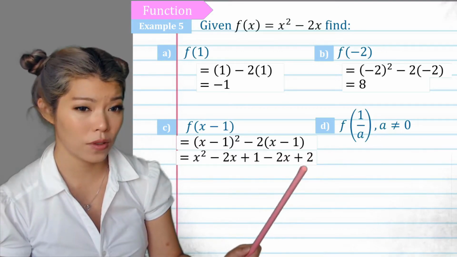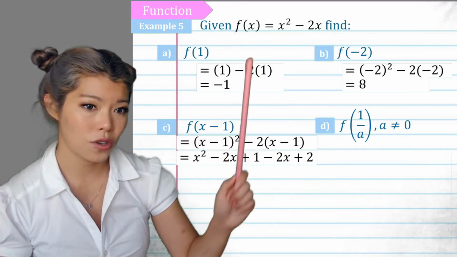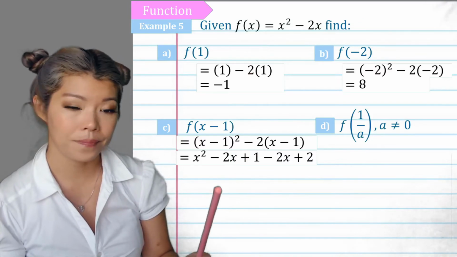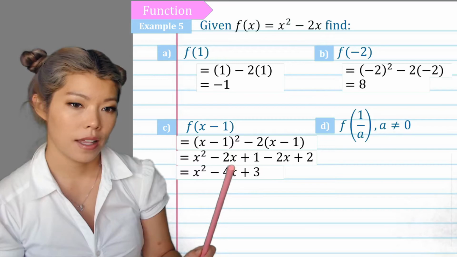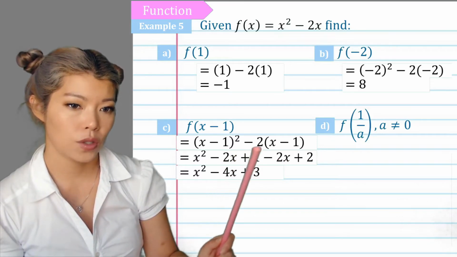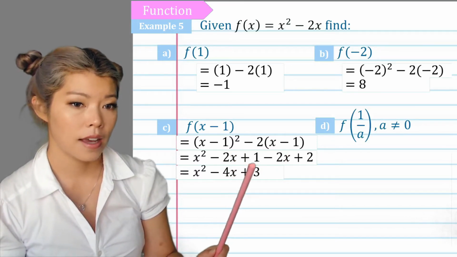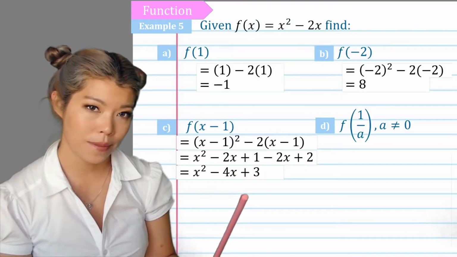Please be very careful with this. You might want to copy this down and try it to make sure you get the same answer. Simplify, collect the terms with x squared first, and then collect the terms with just x. So minus 2x and minus 2x is minus 4x, and then the number by itself, plus 3.